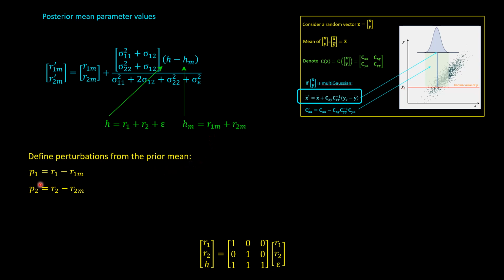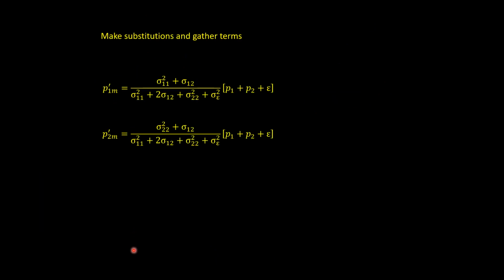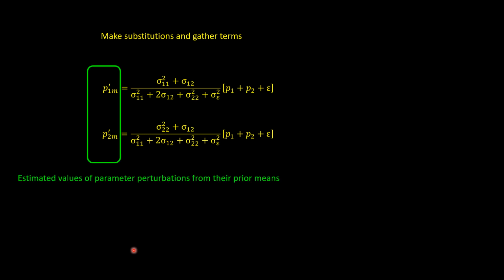Also, just to make the following equations a little bit simpler, let's work in terms of perturbations from the prior mean. I'm going to define P1 as equal to R1 minus its prior mean, P2 as equal to R2 minus its prior mean. If I make the substitutions into the blue equation, I obtain these two yellow equations. Here we have the calibrated values of parameter perturbations from their prior means. And recall, because of the nature of our first prediction, this is also the perturbation of prediction number 1 from its prior mean.